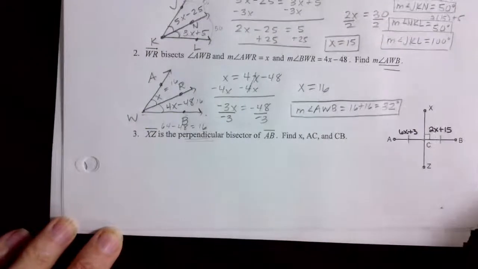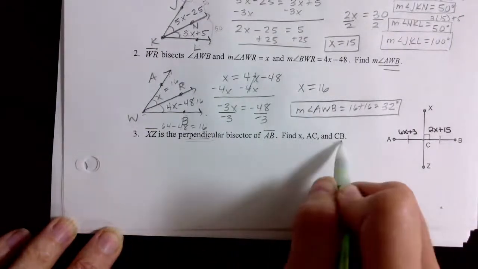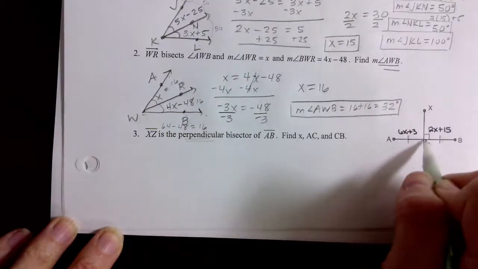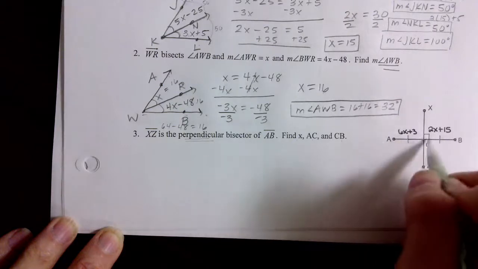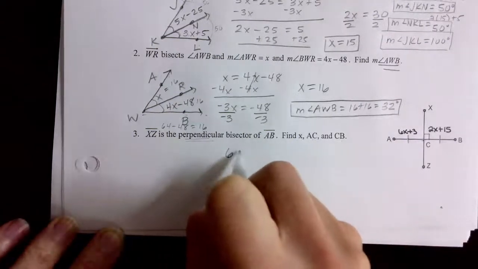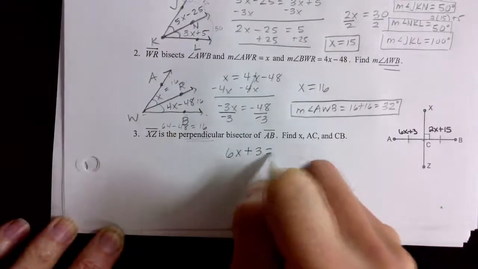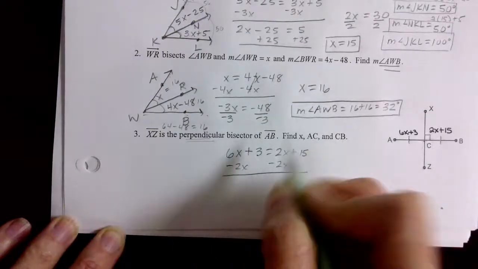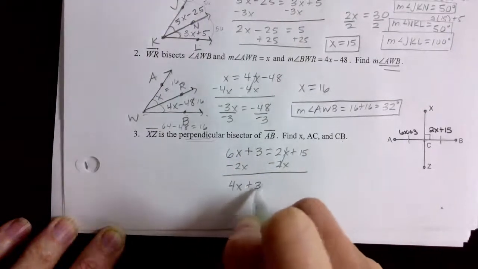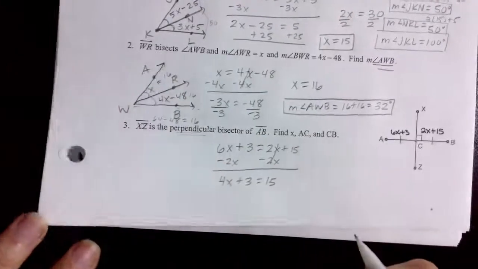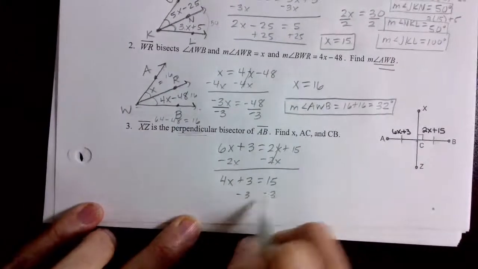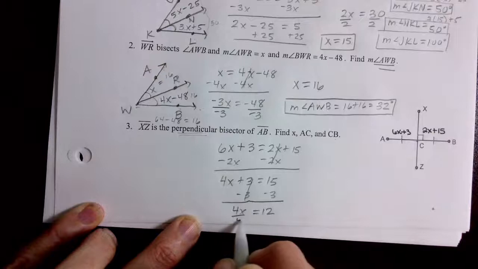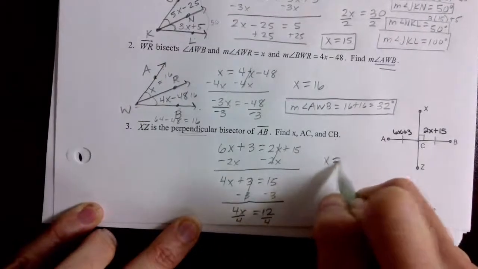Okay? What they're asking us to find is X, AC, and CB. Well, they want us to find segments. Okay? So these segments, if this point is the midpoint, remember these two have the same length. They are equal to each other. I'm going to say 6x plus 3 is equal to 2x plus 15. If I subtract the 2x, what am I left with? Well, I have 4x plus 3 is equal to 15. On my next step, I would subtract the 3. And now I have 4x is equal to 12. Dividing by 4 would leave me an x value of 3.